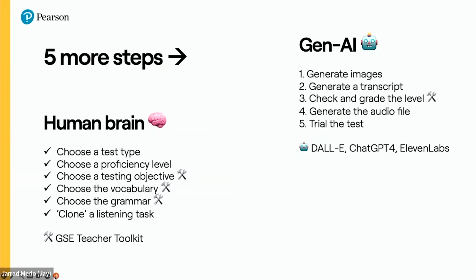Next, we're going to use generative AI. This is where it starts to get pretty fun, but you've seen how much human brain is needed. When we use Gen AI, we're going to generate some images. We're going to generate a transcript. We're going to check and grade the level. This is so important. I'll talk to you about that. And we're also going to generate the audio file. Lastly, we're going to trial the test, and we're going to use these tools here.